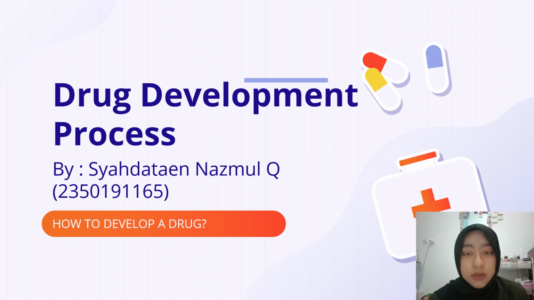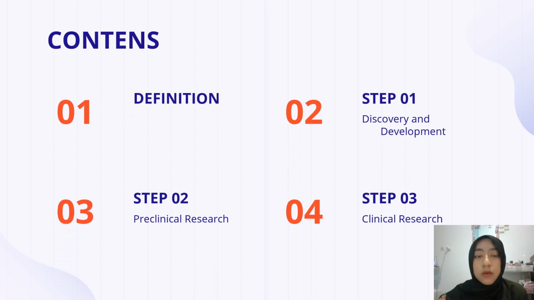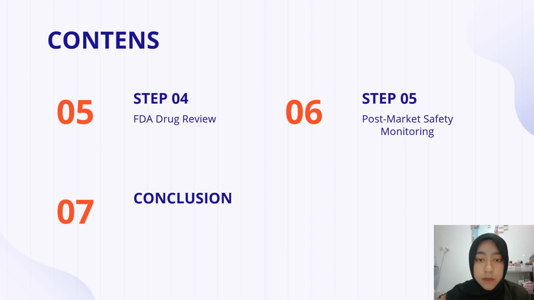As you can see on the screen, our topic today is the drug development process. This talk is designed to give you a background on the drug development process until the drug we can consume now. I will start off by explaining the definition of the drug development process. Then step 1 is discovery and development. Step 2, preclinical research. Step 3, clinical research. Step 4, FDA drug review. Step 5, post-market safety monitoring, and last is conclusion. This should only take 5 minutes.